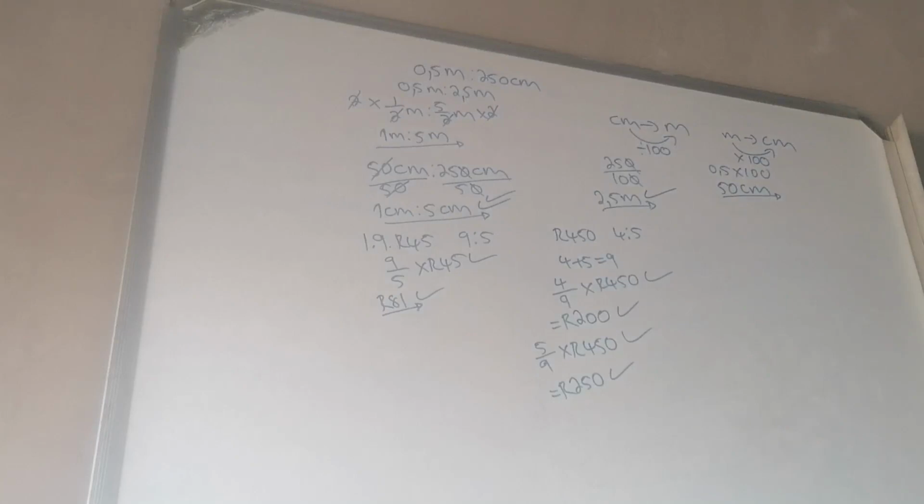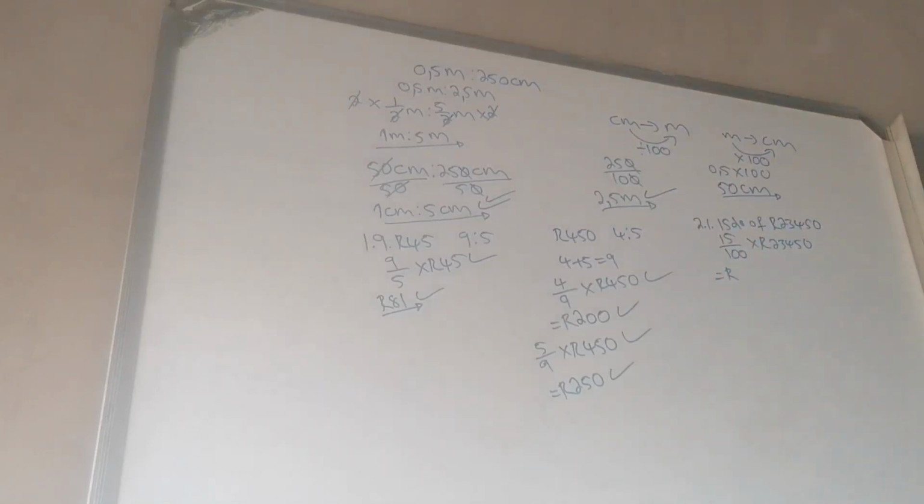Determine 15% of this amount, 23,450. For 15% of that, you just take your 15, you divide that by 100, and then you multiply by 23,450.